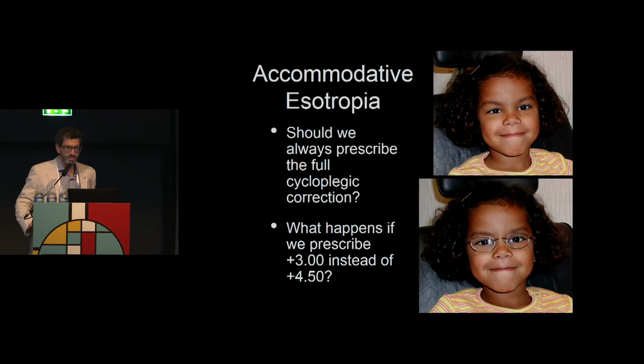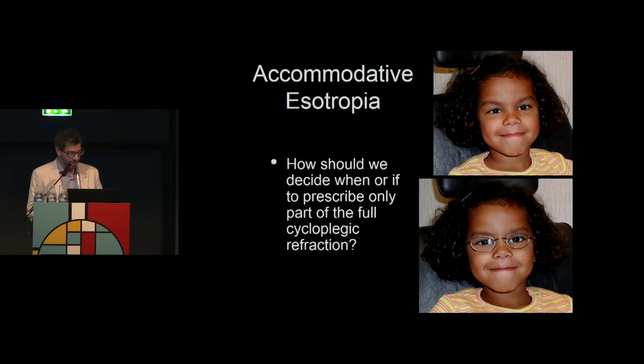And so the question is, what glasses are we going to give her? Clearly, this is a partly or fully accommodative esotropia. And should we prescribe the full 4.5, or should we give less than that? What happens if we give 3 instead of 4.5? And you would think that in the 21st century, this topic would have been studied to death and we'd have the answers. But surprisingly, there really isn't the prospective randomized study that would answer this question and give us the guidance even for this very common clinical situation.